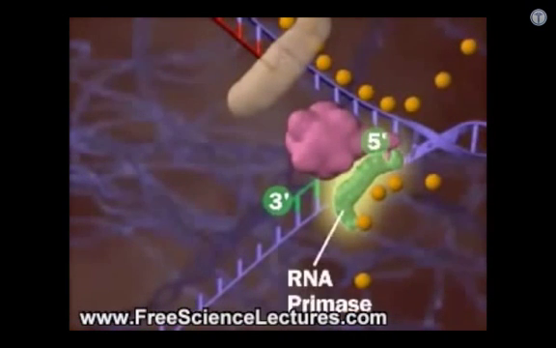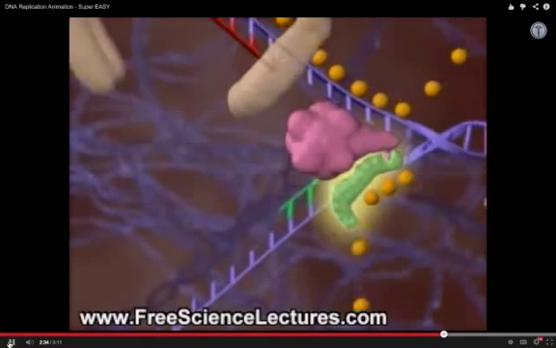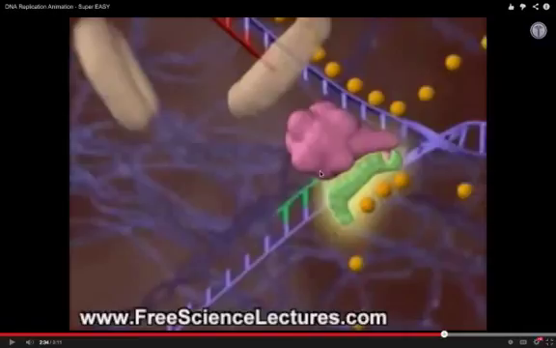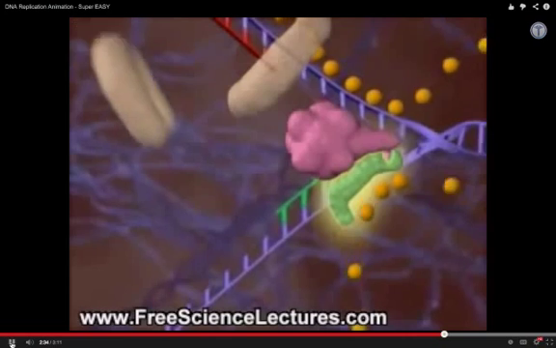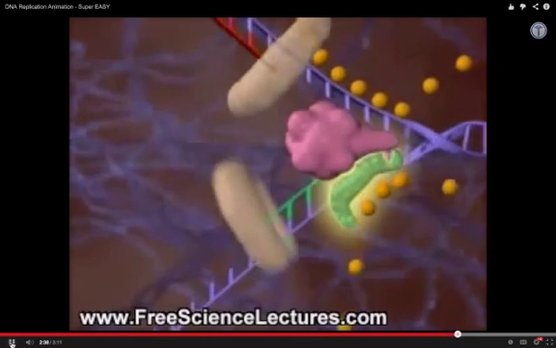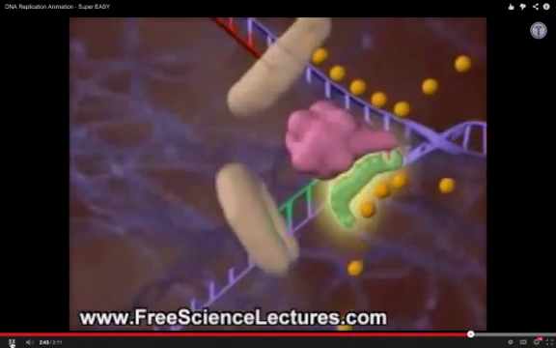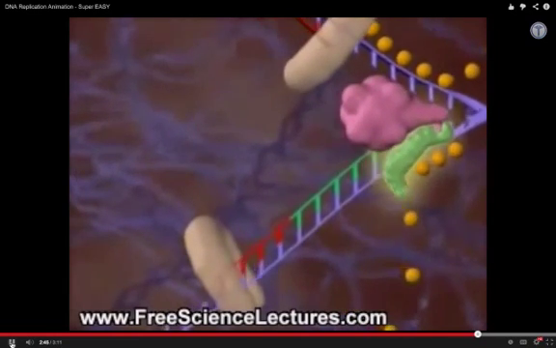First, an RNA primase lays down an RNA primer. Then, DNA polymerase 3. Now remember, every time that RNA or DNA polymerase 3 wants to replicate DNA, it can only start from an RNA primer. DNA polymerase 3 cannot start from nothing. So every time DNA polymerase starts, it has to start from an RNA primer, which is created by primase. The process repeats again and again.